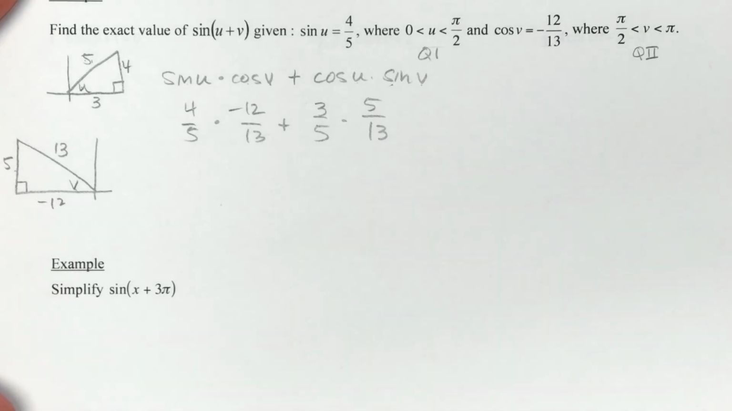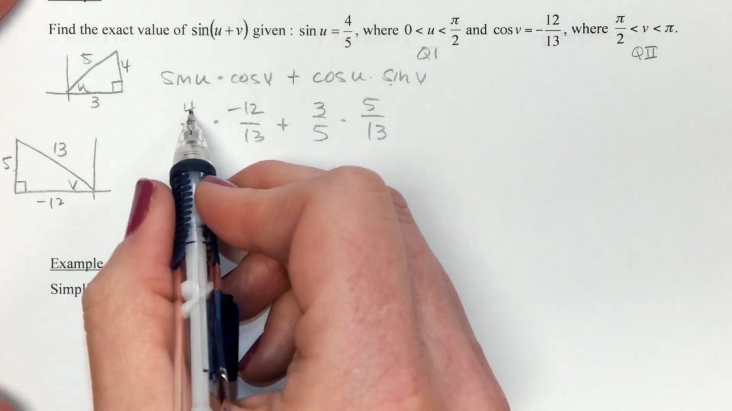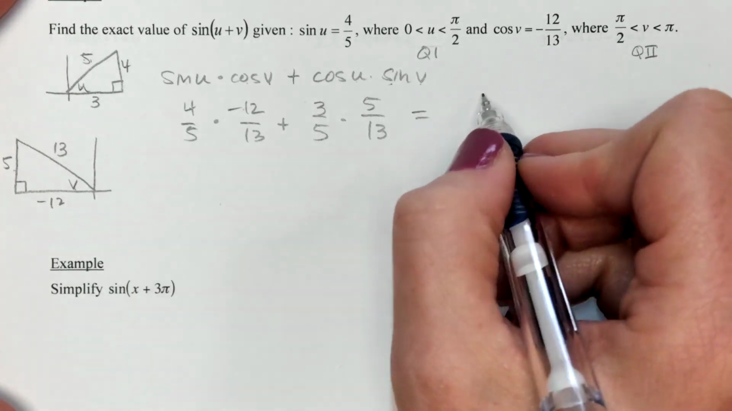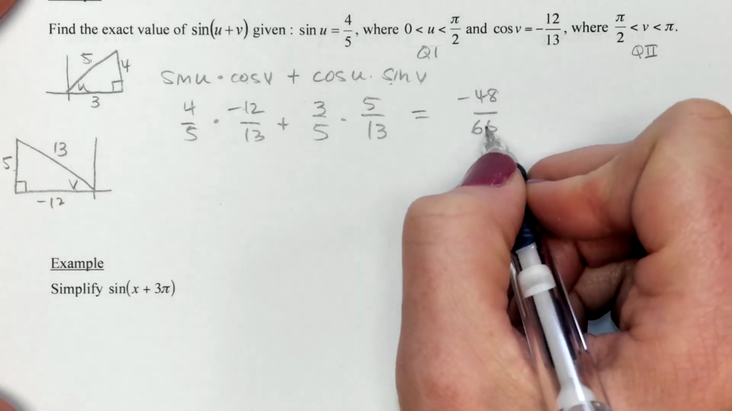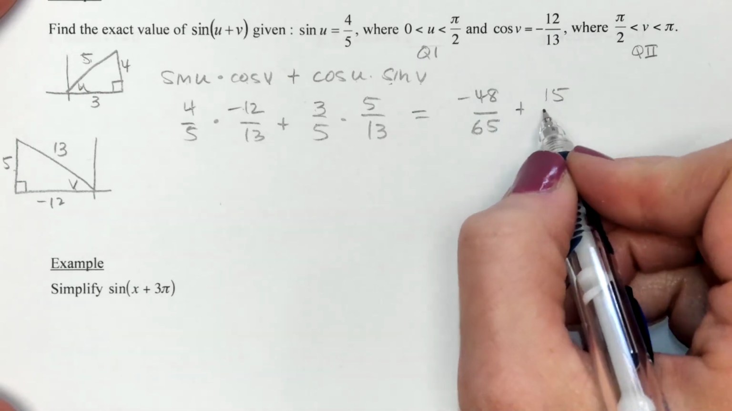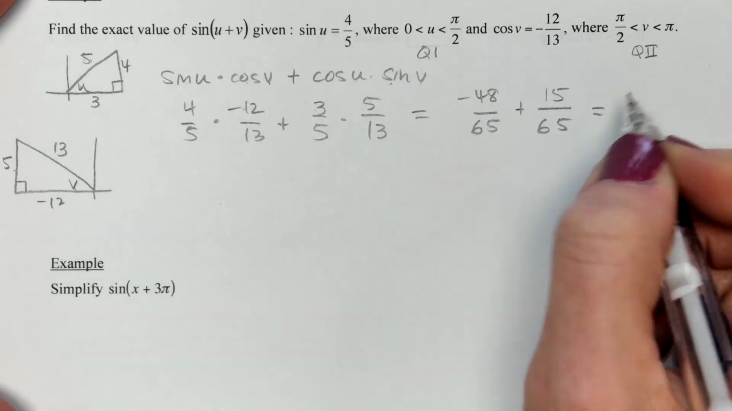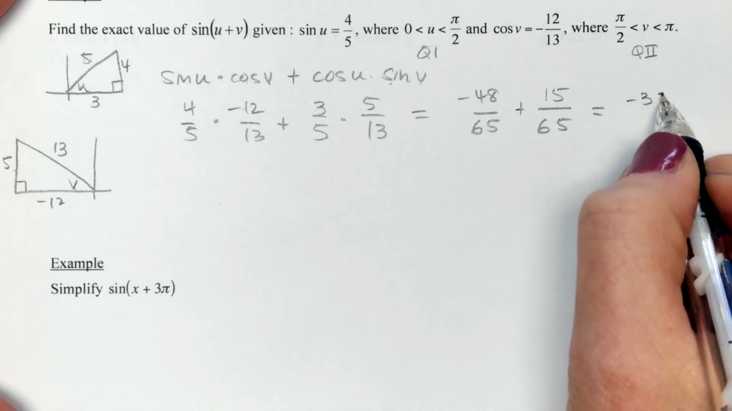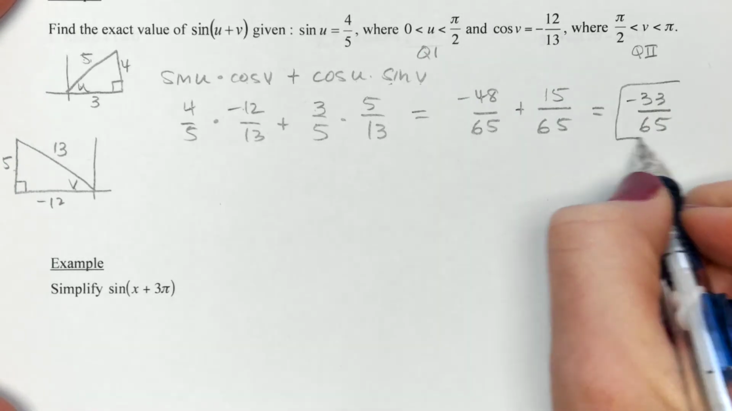So that was the pre-calculus, and now we've got just their algebra. So 4 times negative 12 ends up being negative 48 over 65. And then we've got 3 times 5 gives you 15. And adding these two together, you get negative 33 over 65.